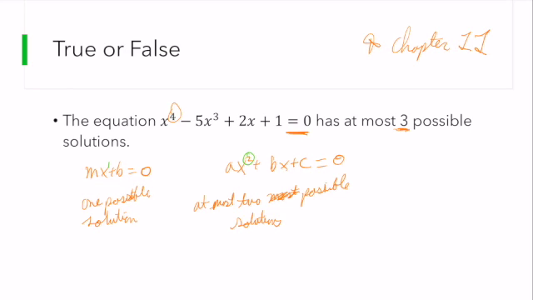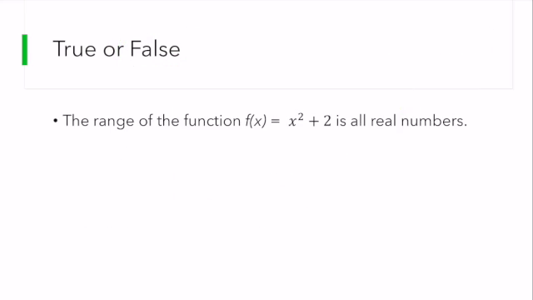Here we have a degree 2, so it can have at most 2 possible solutions. So this equation, since it's a 4th degree equation, has at most 4 possible solutions. So this is false, and we could correct it by replacing the 3 with a 4. The next, true or false?